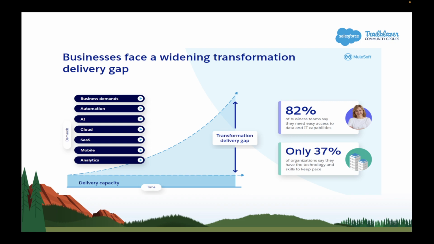And because of which 82% of business teams say they need easy access to data and IT capabilities, right? Not every organization is blessed to have some good resources with them which would help them and their organization. The transformation gap should be less and less, right? But they are not. The situation is not that currently, and only 37% of organizations say that they have the technology and the skills to pace.